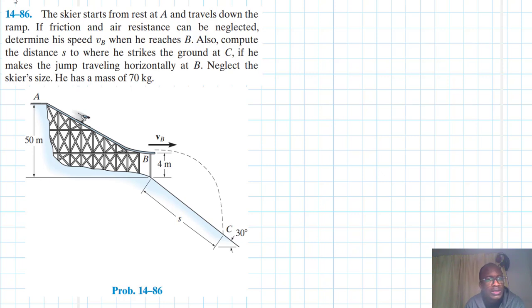So we are being asked here to determine the speed VB and later on the distance S. This problem is coming from Engineering Mechanics and Dynamics, 14th edition, by R.C. Hibbeler. Of course, there are a lot of ways to solve this. One of the ways is using the conservation of energy principle. So I'll use the conservation of energy principle from A to B, find VB, later on calculate S.